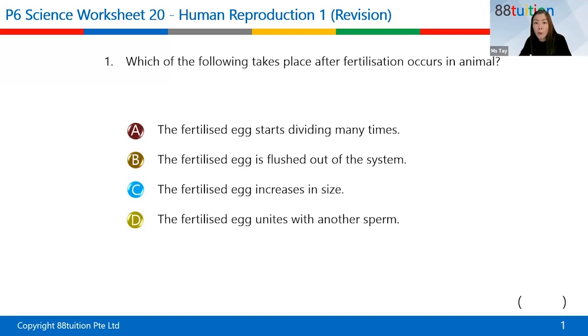So before I go to the next question, you quickly do that question, and maybe you can type your answer into the chat. Question 1: which of the following takes place after fertilization occurs in animals? Animals include us, human beings as well. You saw from the video, it actually tells you something. Fertilization takes place where? In the fallopian tube. Then the fertilized egg will travel down to the womb and get embedded in the womb. But at the same time, while it's traveling towards the womb, it actually starts dividing.